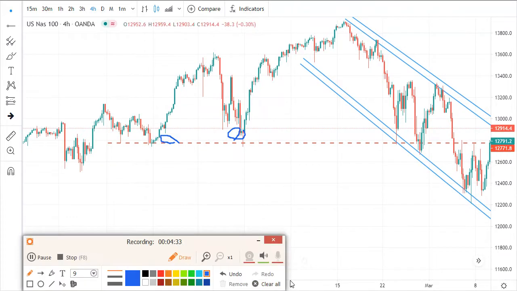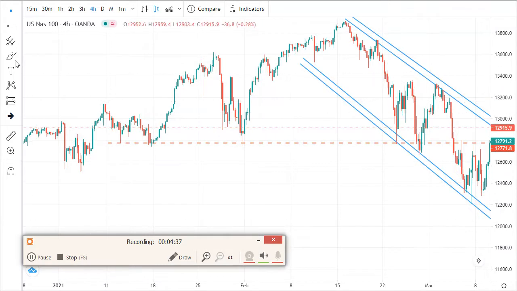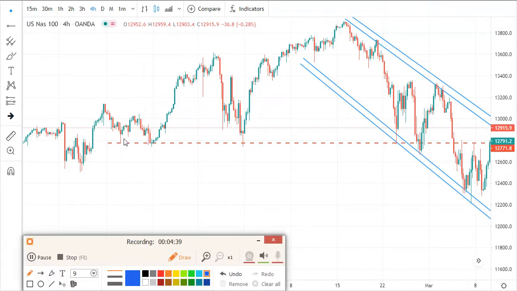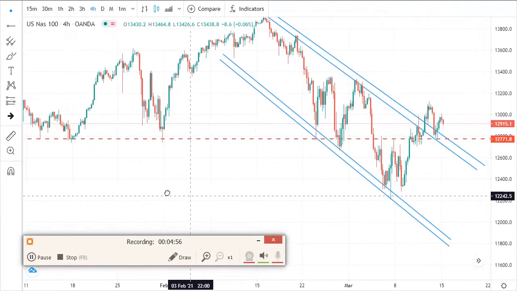Let me clear that, or let me just use this one, because this one is fine. You can see the market was, or we can start from this point. The market was just respecting this point. This is a very strong area, guys. It's a support. Here it started to become our resistance.